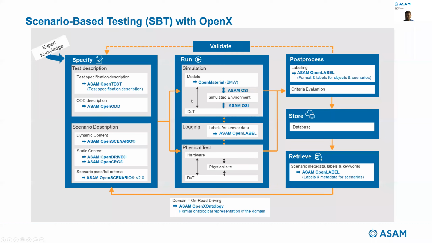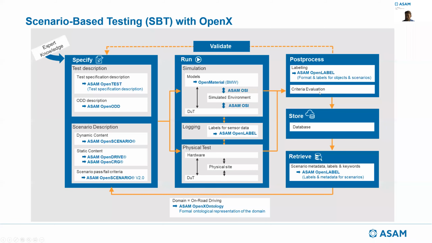Then for the simulation, when you run your simulation, you might want to use materials. There's a recently published standard by BMW that is called Open Material. In between these models and your simulated environment and your device under test, you can use ASAM OSI. And of course, for all the data that comes out of your simulation that might need to be labeled, you can use OpenLABEL, which will provide methods, definitions and an annotation format on how you can label object data to make it, on the one hand, exchangeable, and on the other hand, of course, interpretable for everyone.